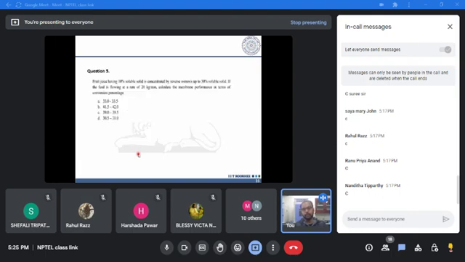Now the fifth question is: fruit juice having 10% soluble solids is concentrated by reverse osmosis up to 30% soluble solids. If the feed is flowing at a rate of 20 kg per minute, calculate the membrane performance in terms of the conversion percentage. So this is a numerical type question. You solve it; I'll give you some time, then I will explain how you can solve this.